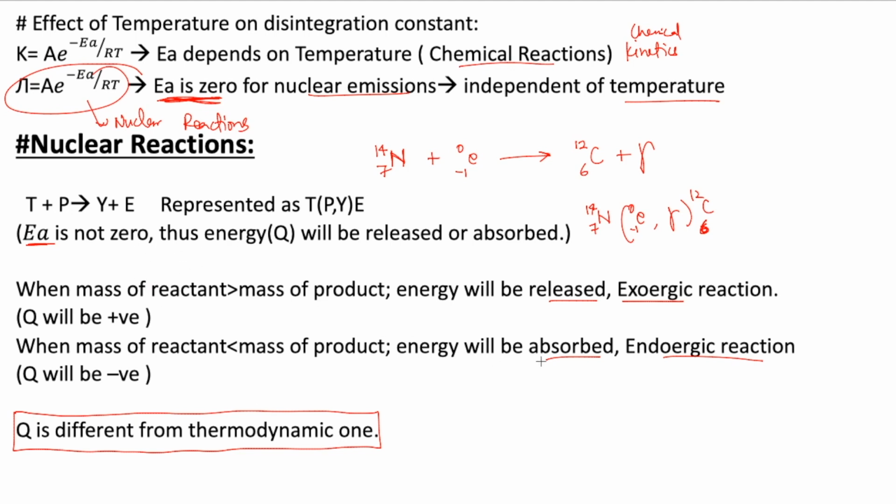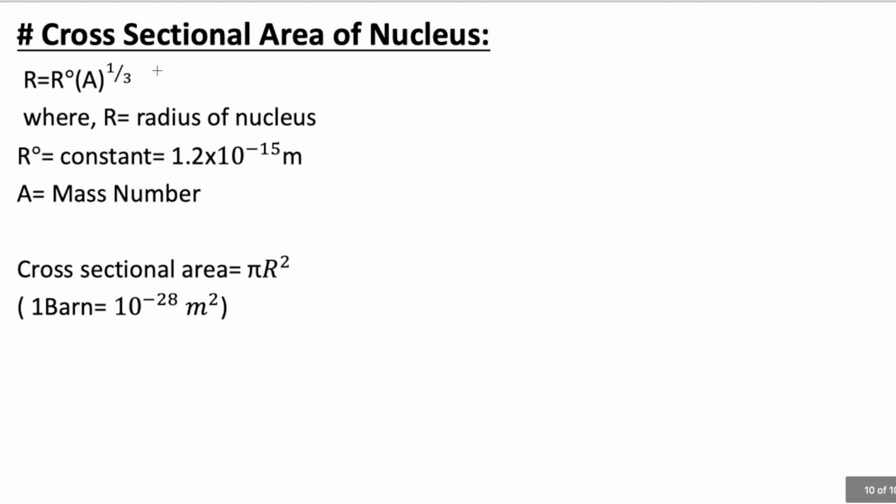All right. The last thing which we will study is the cross-sectional area of the nuclear reaction. So there is a formula which relates to the cross-sectional area of the nuclear reaction. On this also we have a lot of questions which have been asked in CSIR NET. So R is equal to R naught A to the power 1 by 3, where R is the radius of nucleus, R naught is a constant which has this value, that is 1.2 into 10 to the power minus 15 meters, and A is basically the mass number, and cross-sectional area is given by pi r square.